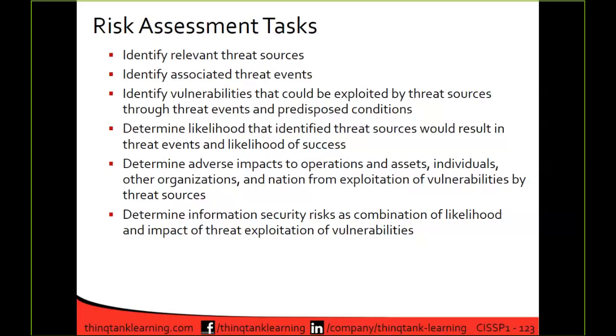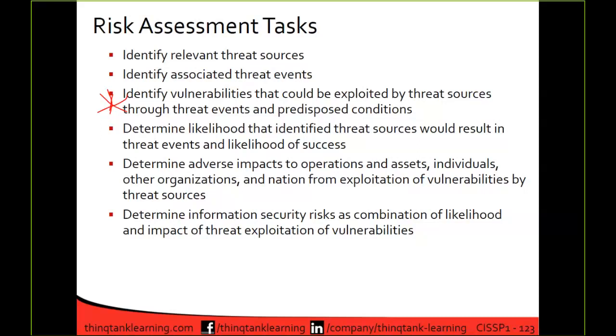Identify vulnerabilities that could be exploited by the threat sources through threat events and predisposed conditions. Now let's break that one down. It makes sense when you read it back, but it's a very important concept, this one particularly, right? Identify the vulnerabilities that could be exploited by your threat sources. The Russians hacking into an email server, for example, through threat events and our predisposed conditions. In other words, what is our current posture that allows for that threat to be realized?